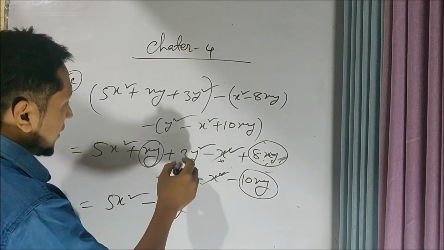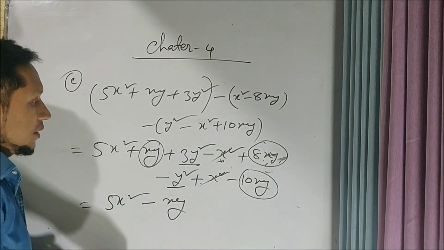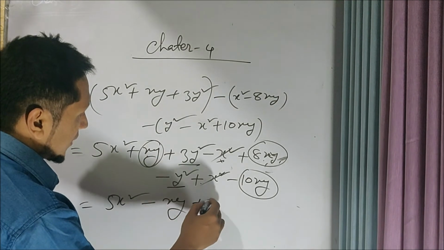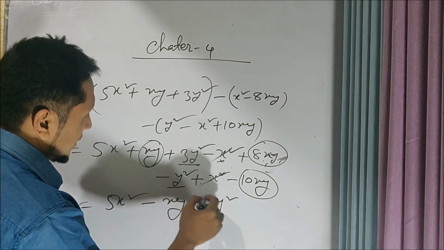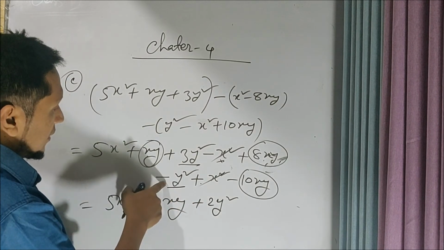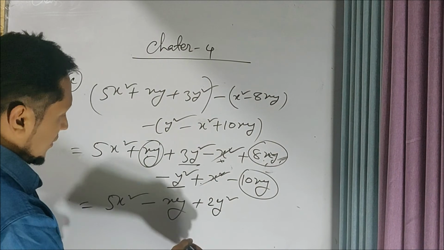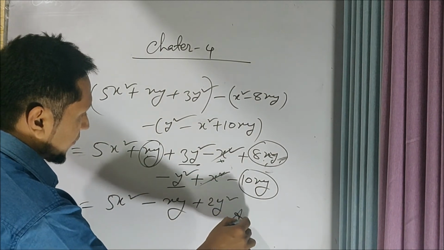And y square, here there is 3y square and minus y square. 3y square is positive and y square is negative. So obviously it will be plus 2y square, because plus sign is bigger here. So in answer we have to give plus sign, and there is subtraction. So 3y square and minus y square will give 2y square. And this is the simplified value.